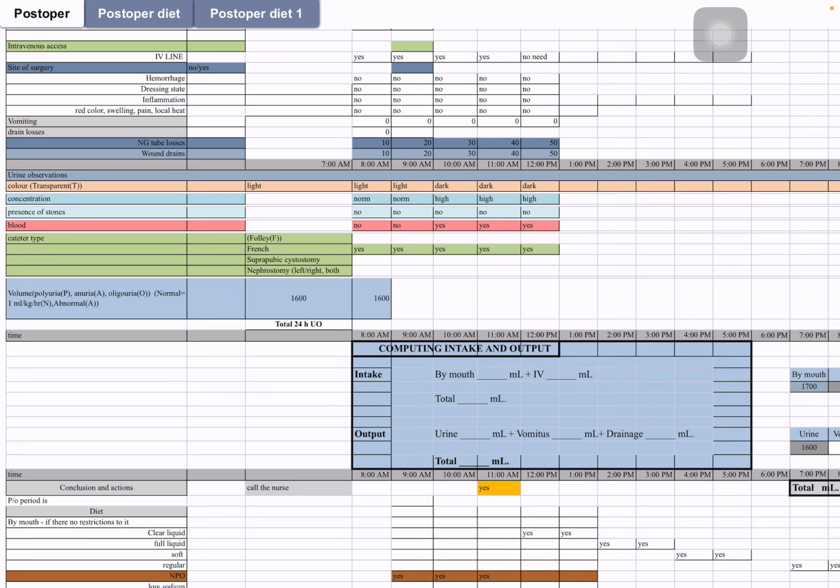water. And the next one is the concentration. You have to check whether it's normal or not, and the presence of stones in the patient's urine. And next one, the blood. The last one is blood actually. So you have to check all these things together.